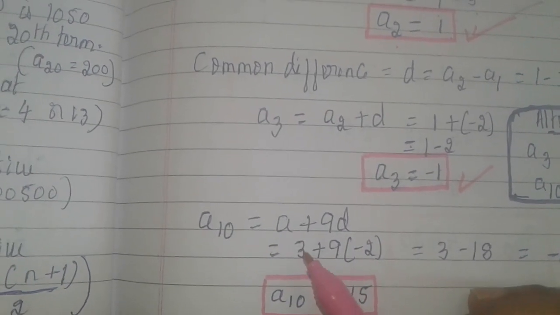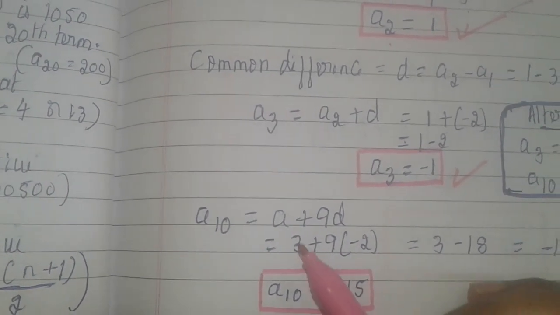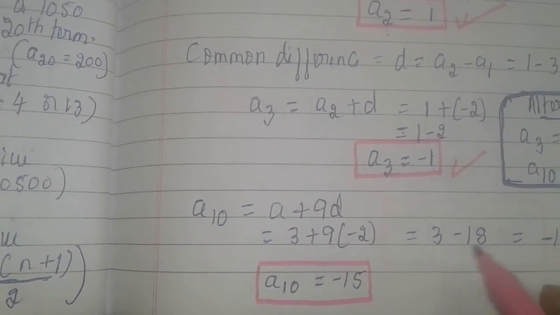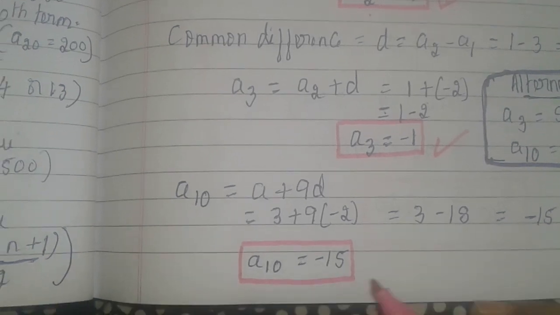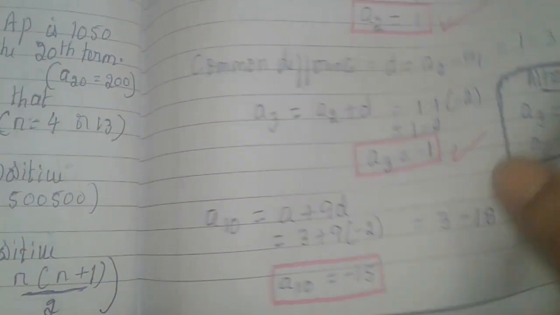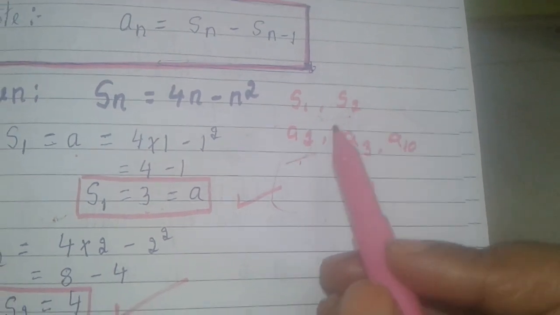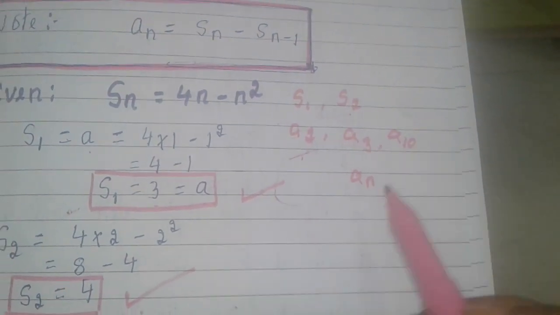What is A? Already found out A is S1, that is 3. Plus 9 into the common difference, minus 2. 3 minus 18 is minus 15. So A10 equals minus 15. So I found out S1, S2, A2, A3, A10.